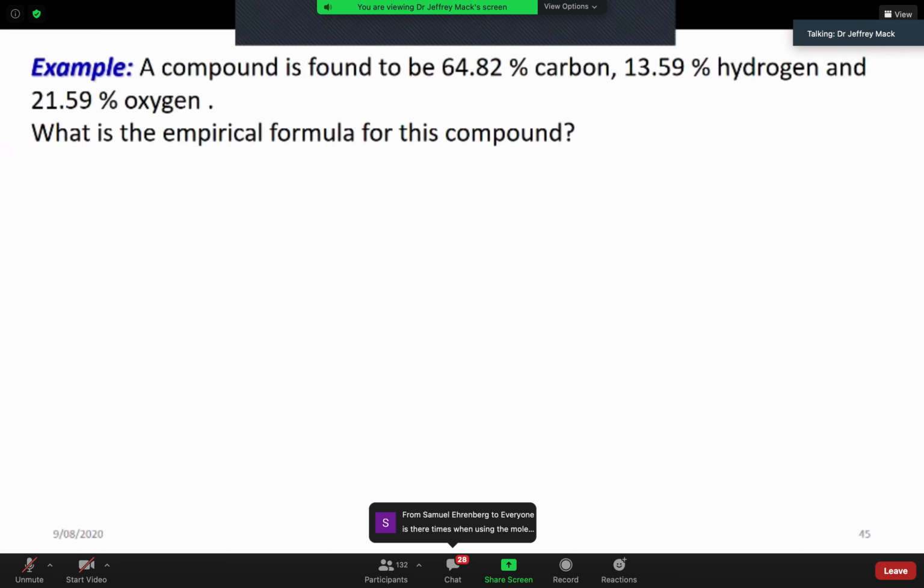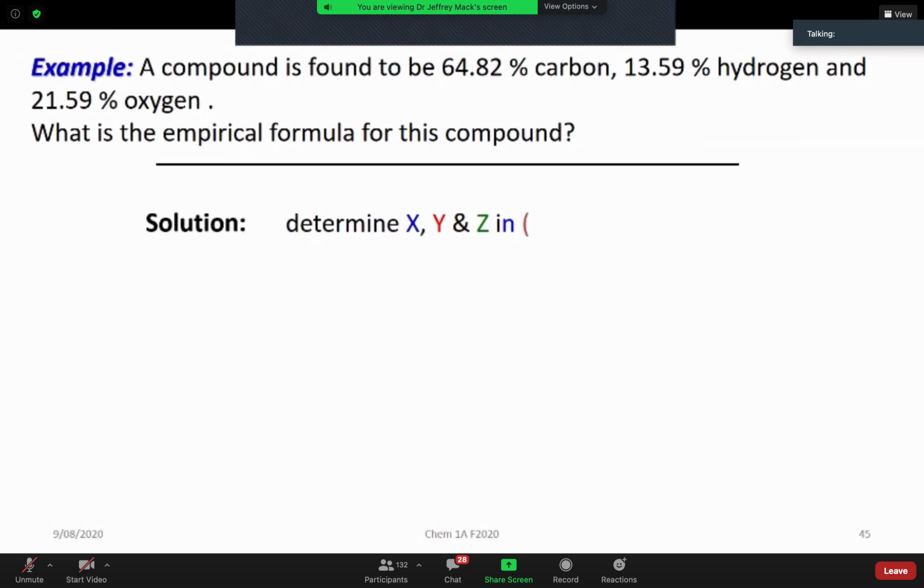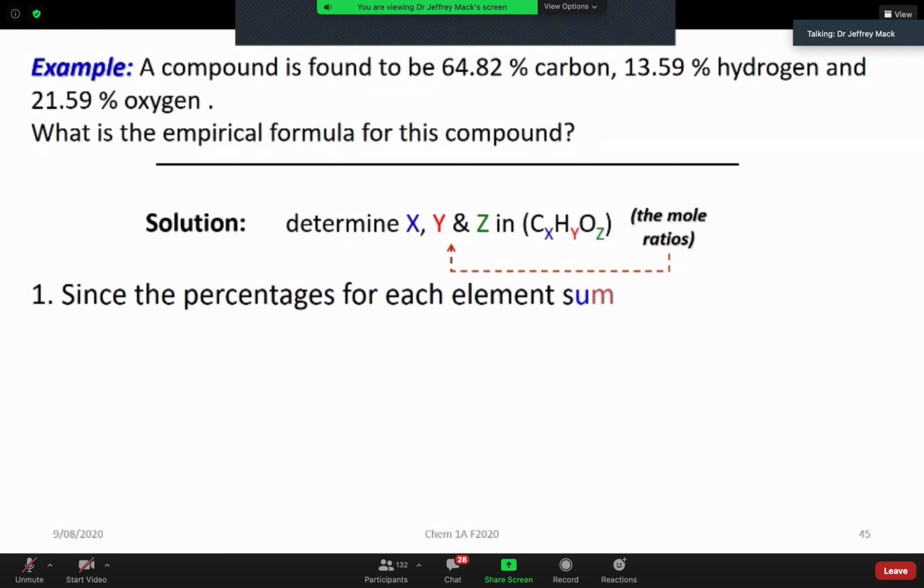So I want to know what's the empirical formula for this compound. Okay, now let's think about this. We need to find the subscripts for a chemical compound, right? The subscripts are based on mole ratios, right? We're given percentages, and percentages aren't moles, are they? Okay, percents aren't moles.